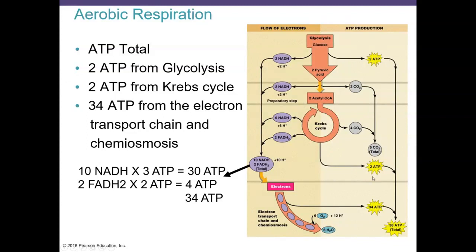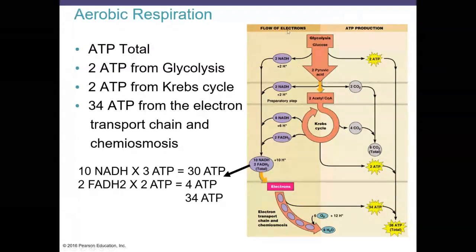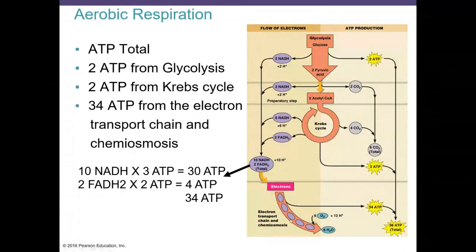All right. These two and these two are just being produced along the way, but we're really trying to make these guys. All right. Because when these guys enter this electron transport chain, we can produce a massive amount of ATP, and we maximize the amount of ATP we can get from 1 molecule of glucose.